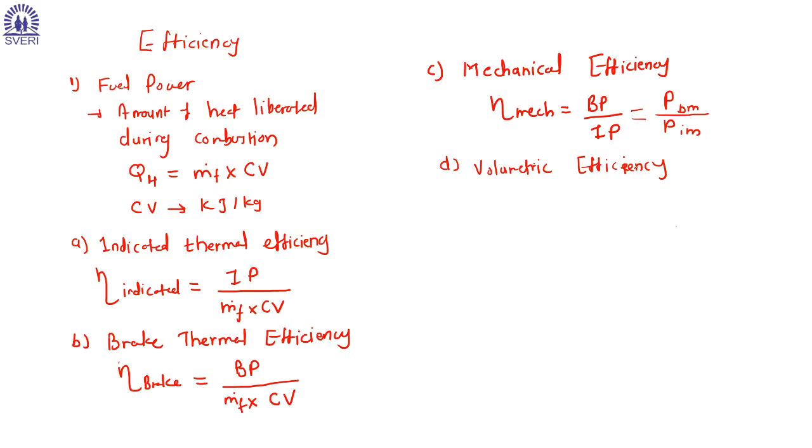Volumetric efficiency, as we know, is the ratio of actual volume inducted inside the combustion chamber to its swept volume. So this is the actual charge inducted divided by swept volume. This is equal to VA divided by Vs.